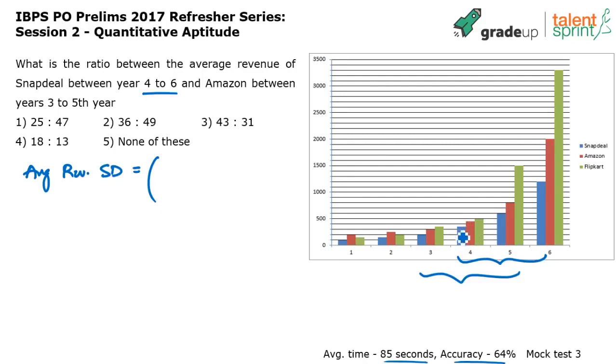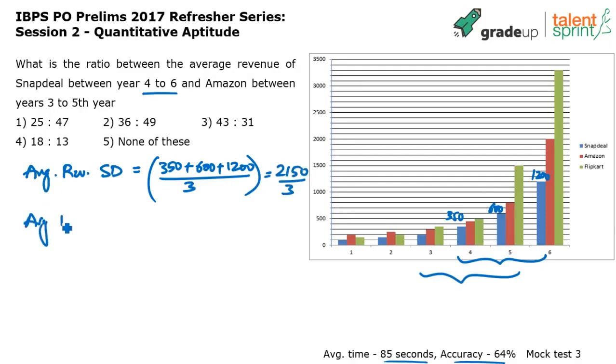I think this is 350. This is 600, and this is 1200. So it will be 350 plus 600 plus 1200 upon 3. Now simplify this. So 1800 plus 350, 2150, right? 2150 by 3. In my view, we have already started wasting our time.